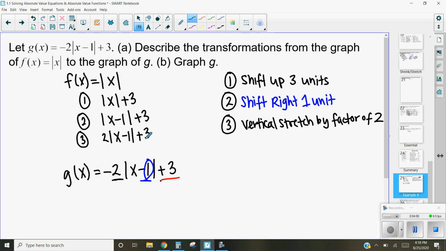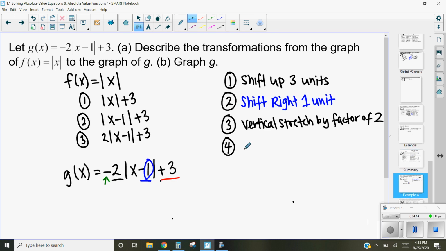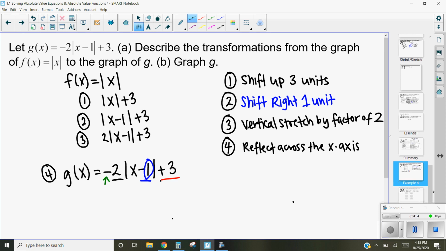Now that's real close, but the last thing we have to look at is this negative sign. What does that negative sign do? How does it affect our function? As we look up here, if a is negative, it reflects across the x-axis. So that's what we want to write here: reflect across the x-axis. And if we do that, step 4 will give us this function right here. So that's what's happening: we are shifting that function from one place to the next. That's what those values of a, h, and k do; they show us how the function shifts.